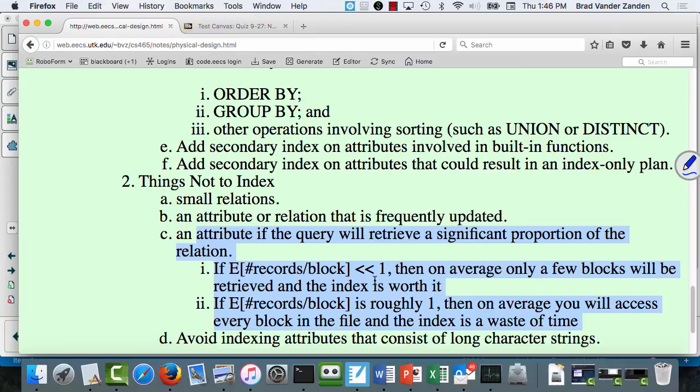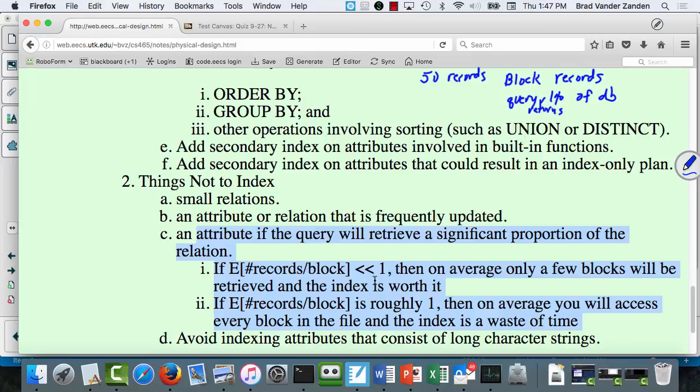Let's say that each block holds 50 records, and you expect the query to return 1% of the database. That seems pretty tiny. Right? 1% of the database seems tiny. But if there's 50 records per block, on average, how many?